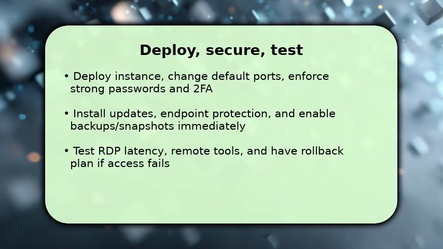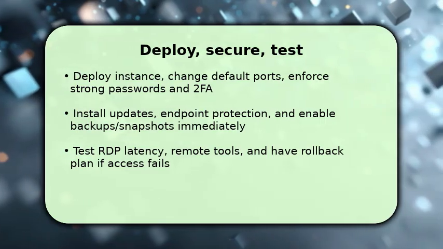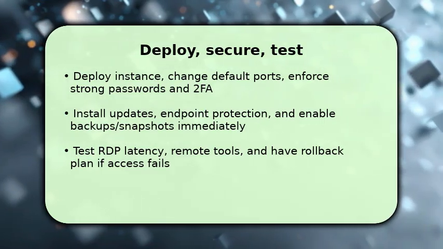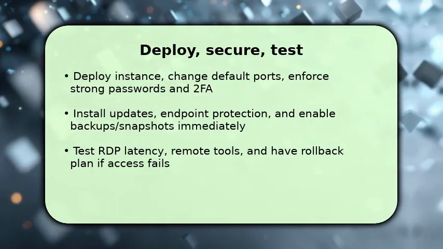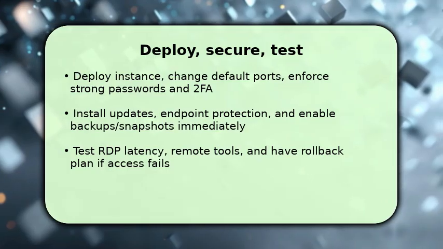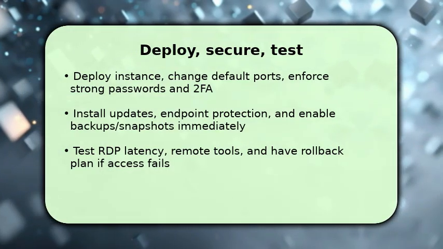Finally, deploy your UK RDP and secure it immediately. Change default RDP ports, enforce strong passwords, and enable two-factor authentication where possible. Once deployed, install OS updates and endpoint protection, and turn on scheduled backups or snapshots so you can recover quickly.